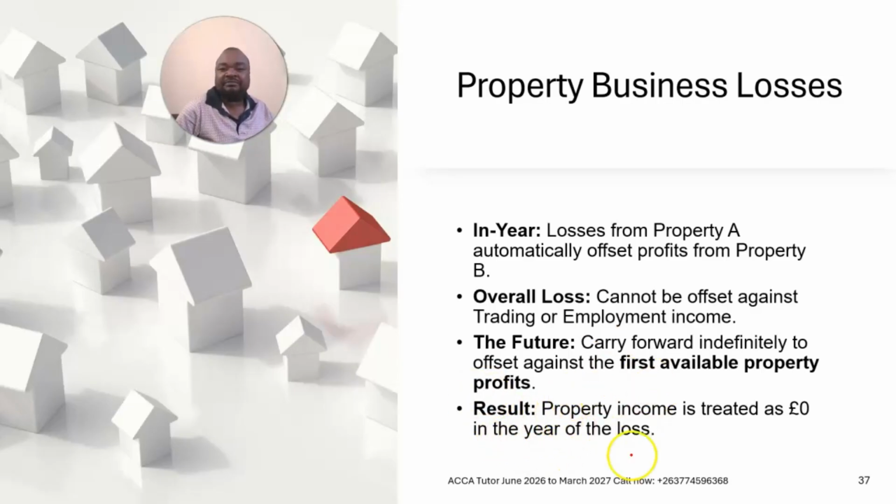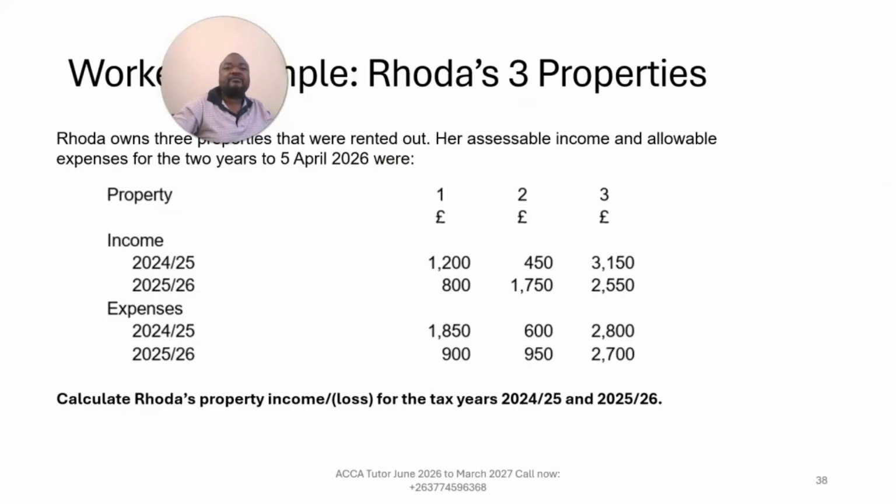As a result, property income is treated as 0 pounds in the year of the loss. So where you incurred a loss, do not take that loss to the non-savings table. It's not allowed by the taxman. What you simply do is put a 0 on property income. Just say property income 0. Don't put the negative figure there. Let us pause the video and do example Rhoda.